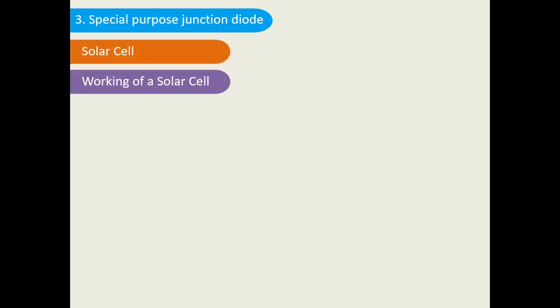So what is the working of the solar cell? The working of the solar cell is very clear. The material used for the fabrication of the solar cell is a photosensitive material. That means whenever photons of a particular energy are incident on the depletion region, or in the P region or the N region, there will be a formation of electrons and holes.